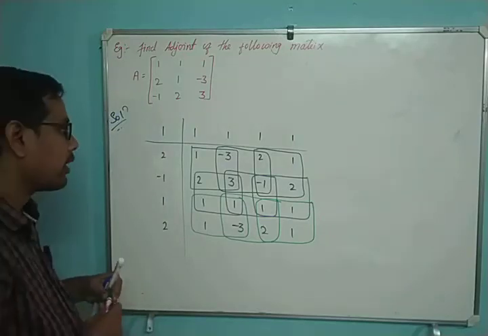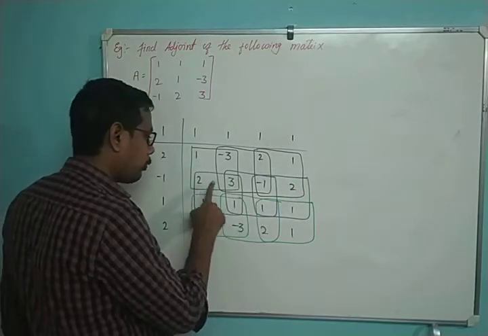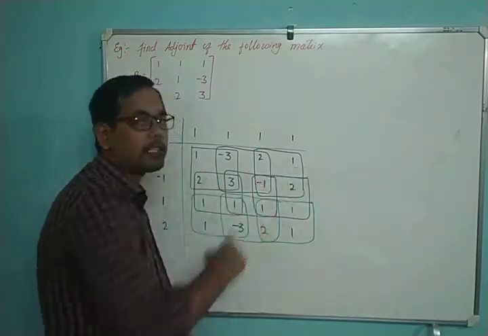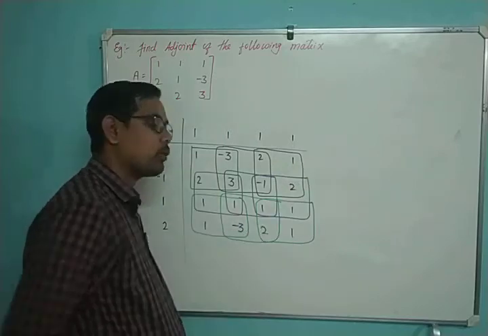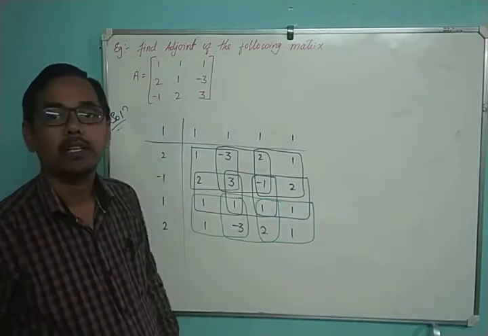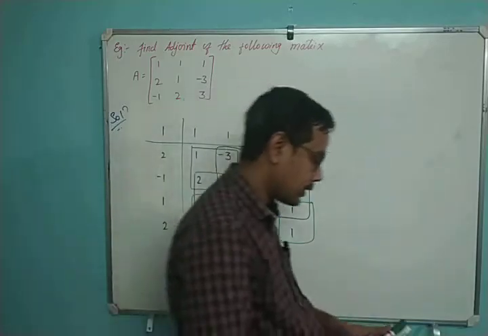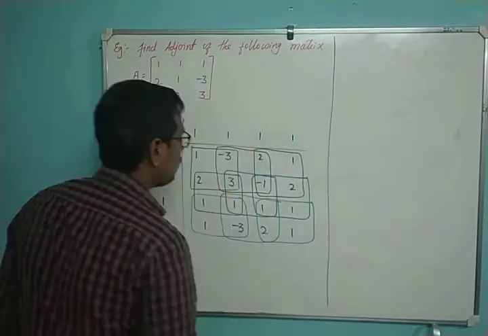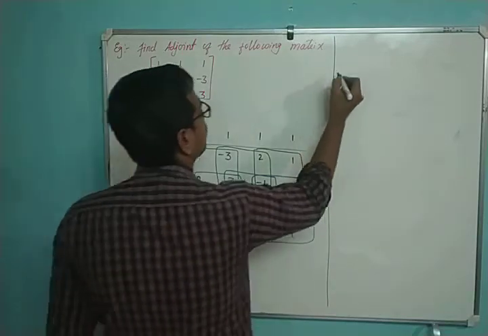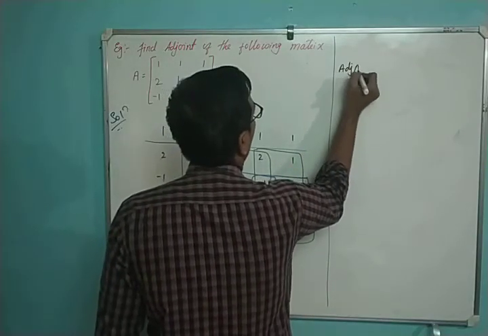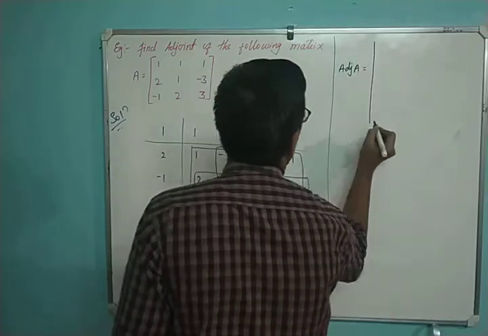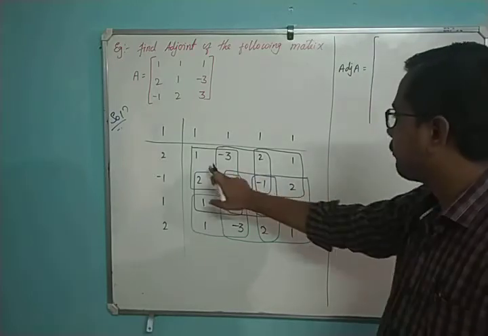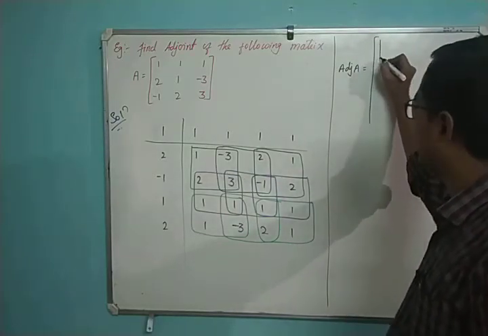So totally how many boxes we have got? 1, 2, 3, 4, 5, 6, 7, 8, 9. 3 black boxes in first row, 3 blue boxes in second row, and 3 green boxes in third row. Okay. So now you need to evaluate this. Okay. So adjoint of A will be equal to, okay, first box, write it in the form of determinant.